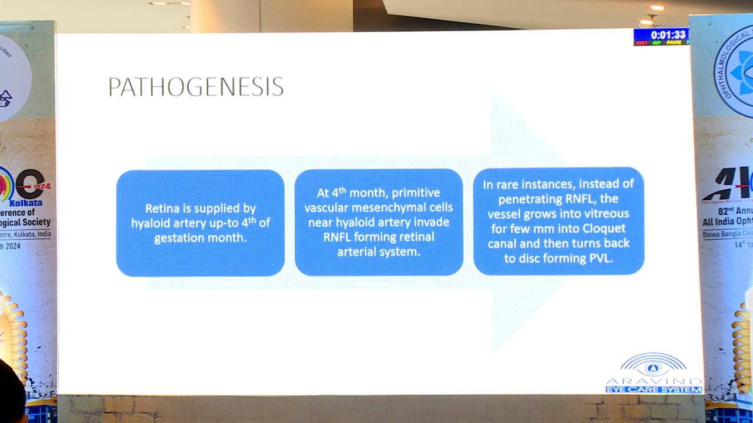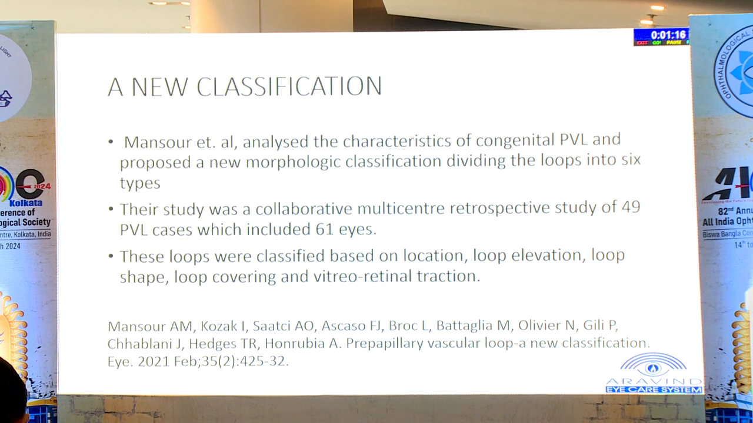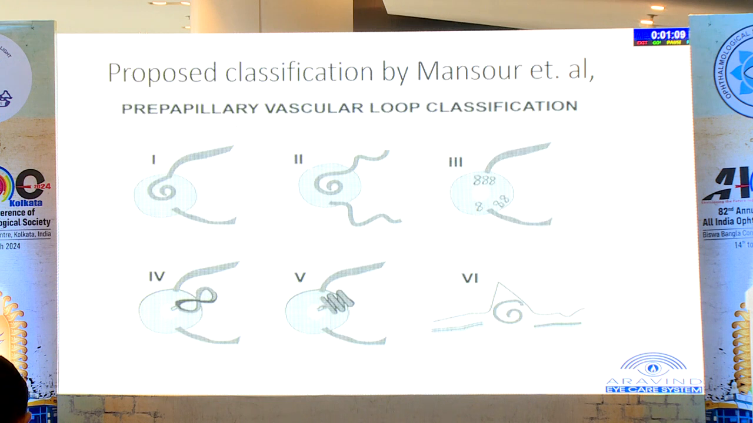Coming to the pathogenesis, we all know that the retina is supplied by the hyaloid artery up to the 4th gestation month. At the 4th month, primitive vascular mesenchymal cells near the hyaloid artery invade the RNFL, forming the retinal arterial system. During this formation, when the primitive mesenchymal cells deviate from their normal path, we get the PVLs. Mansoor et al., in their multicentric collaborative retrospective study, classified PVLs into 6 types.